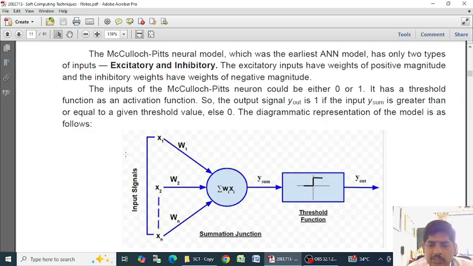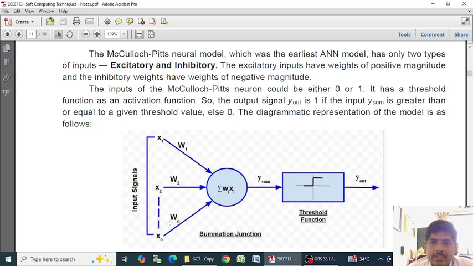This is the simple structure of the McCulloch-Pitts neuron model. Here x1, x2, x3 up to xn are the input signals. The input signals are given to the output neuron through connection links, and each connection link has its own associated weight, represented by W1, W2, W3 up to Wn. Here there are two types of inputs: one is called excitatory inputs, the second is called inhibitory inputs.